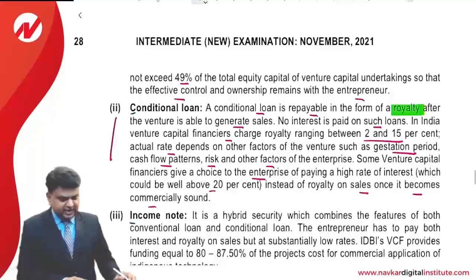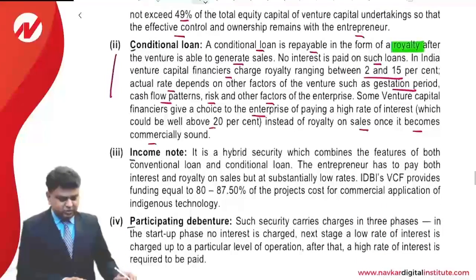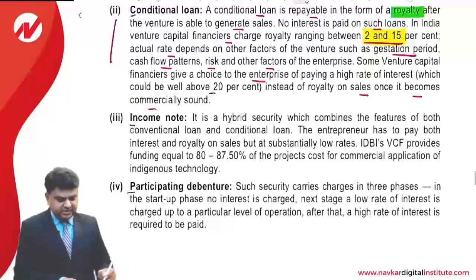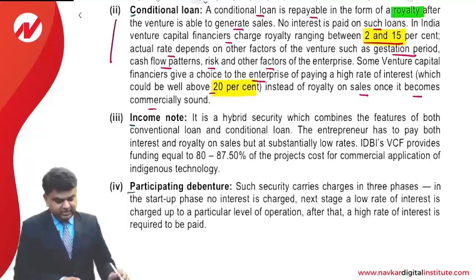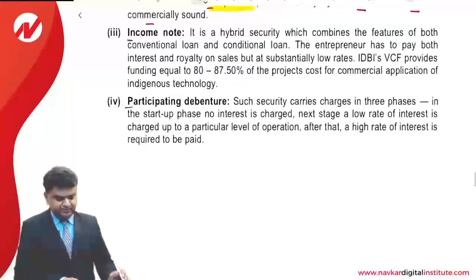So this is what we have in the case of the conditional loan. You are required to mention the royalty in this question, ranging from 2% to 15 percentage, and the other is interest, which can be at a very high rate, even going up to 20 percentage.